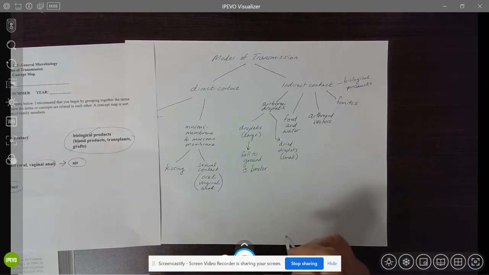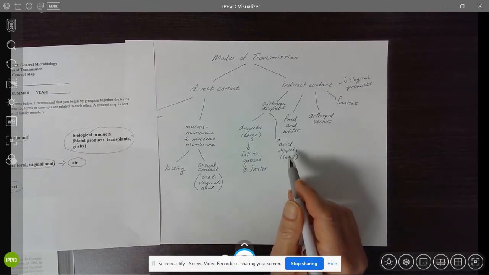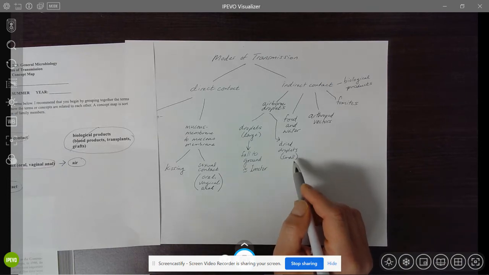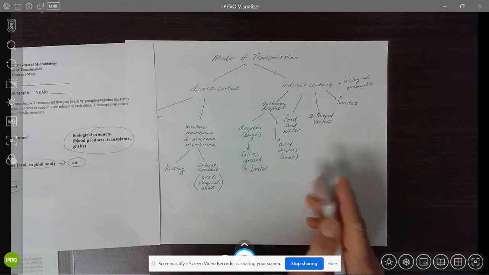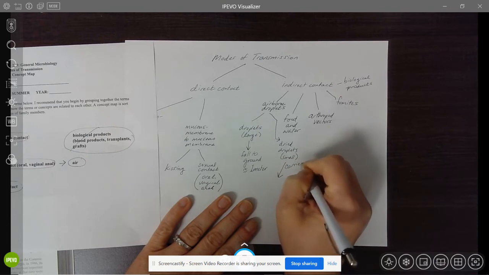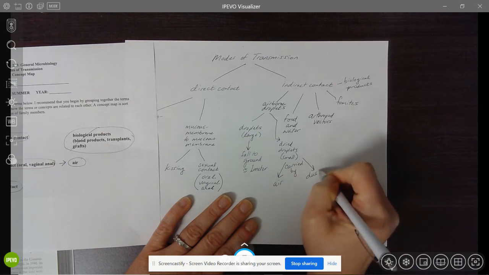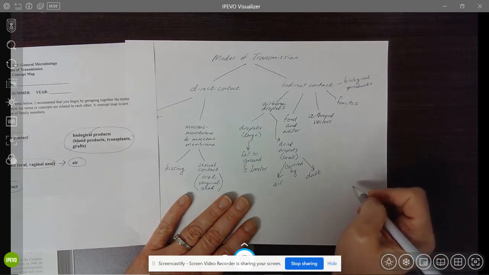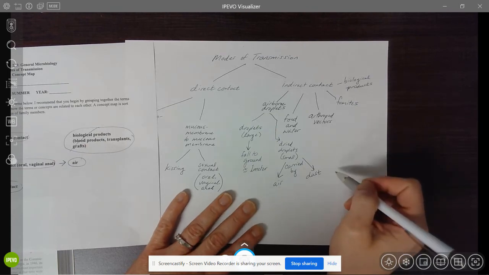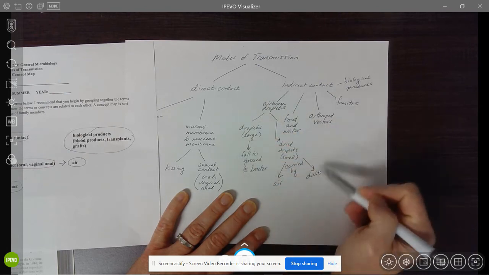The reason those are different is because when they are smaller, the droplets basically dry up, but they still have the infectious agent in them. When they are smaller, that means that they can be carried by air currents, they can also be carried by dust. So when we talk about things that are airborne, your book is kind of lumping all of this together.